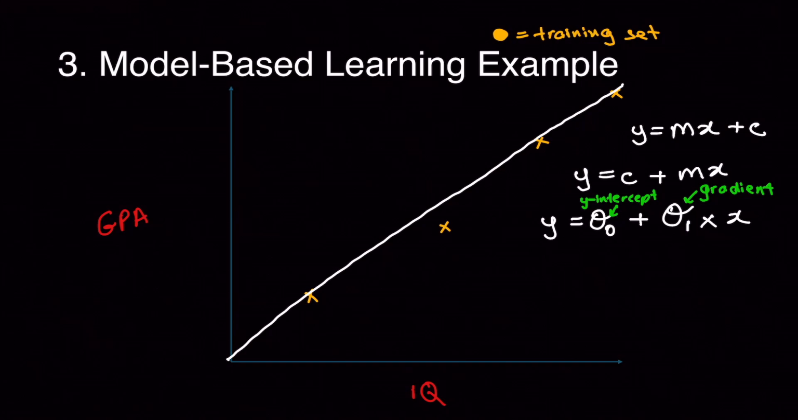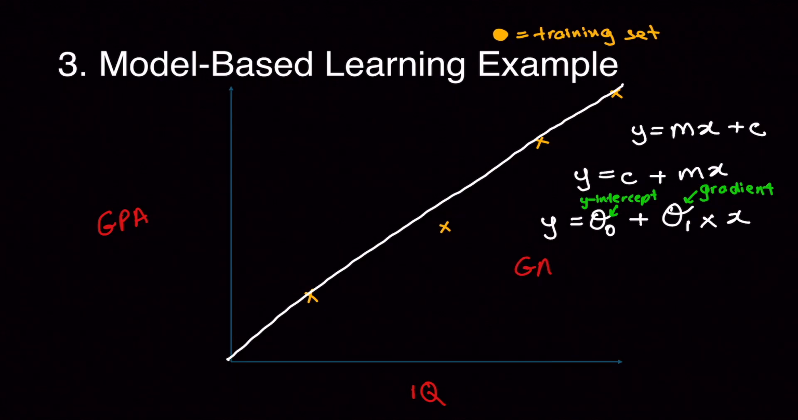So here, our graph, if it's a straight line like this, it would be that GPA, the y value, equals theta 0 plus theta 1 times IQ. And based on any one of these points or anything on this graph here, it would figure out what theta 0 and theta 1 are.